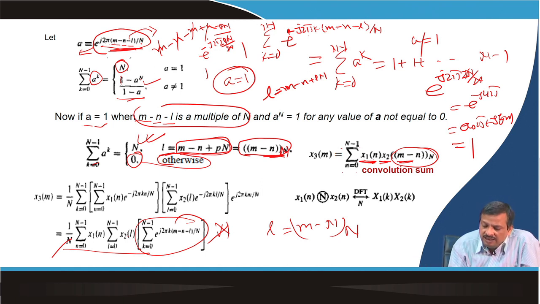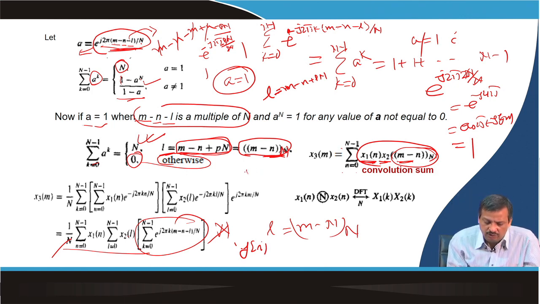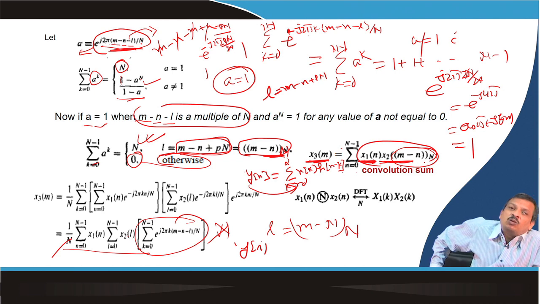This expression is also a convolution sum. If I say linear convolution, y of n is, sorry, plain is not linear. What is linear convolution? y of n is equal to the sum over k equal to minus infinity of x of k h of n minus k. This is a linear convolution. This x3n is nothing but a convolution of x1 and x2, but it is a circular convolution.